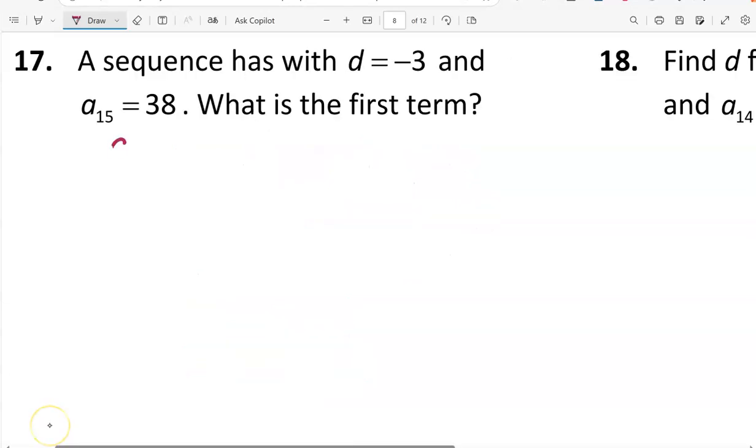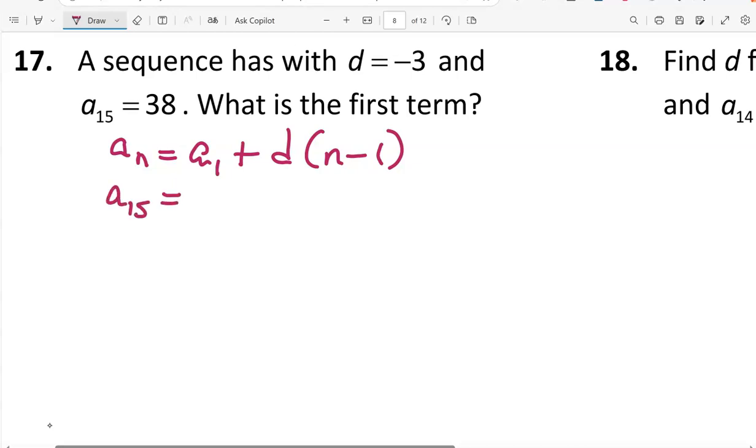In 17, we're going to use our formula for the nth term. A sub n is equal to a sub 1 plus d times n minus 1. And we have information about the 15th term. So I'm going to replace my n with 15.